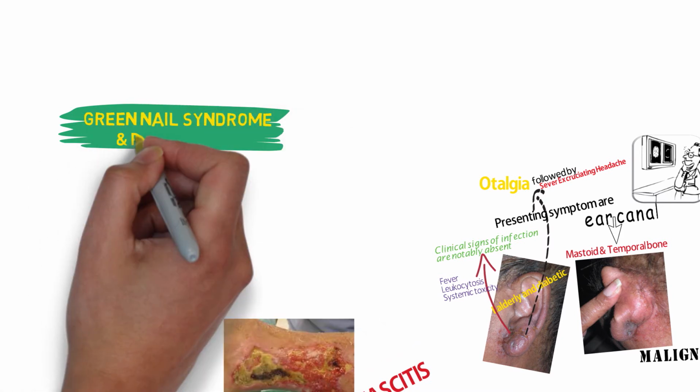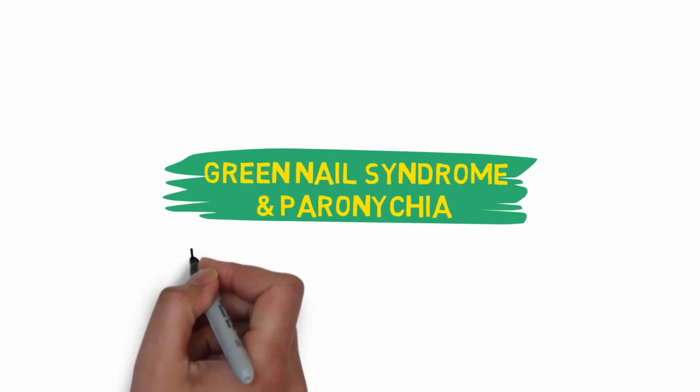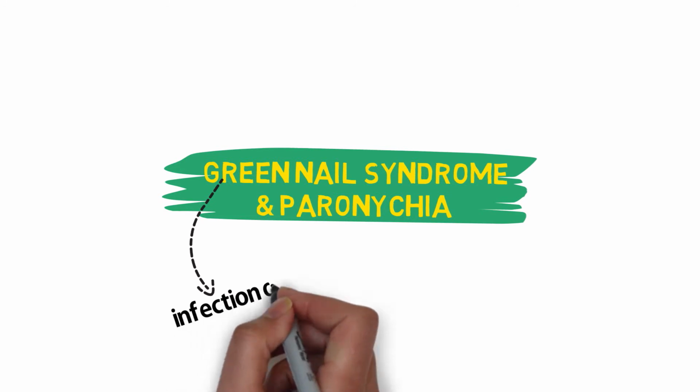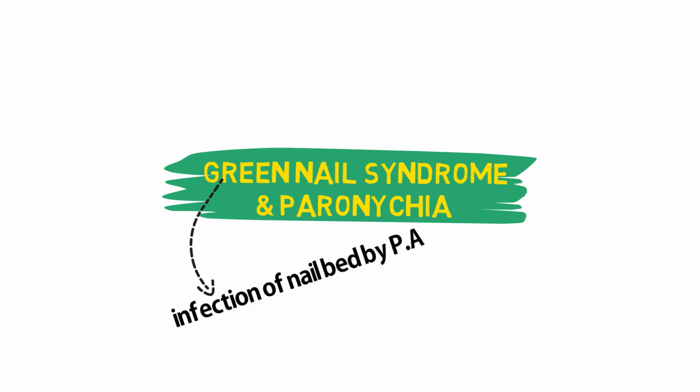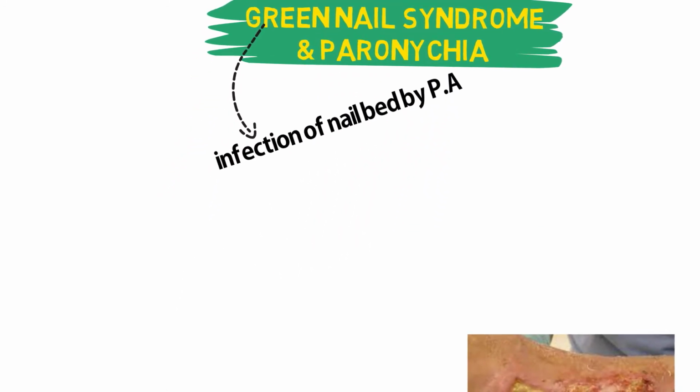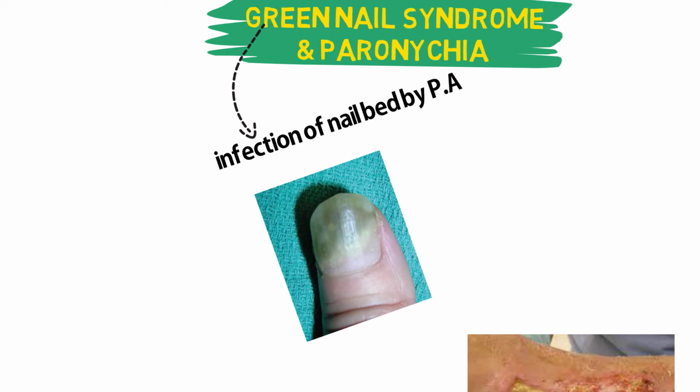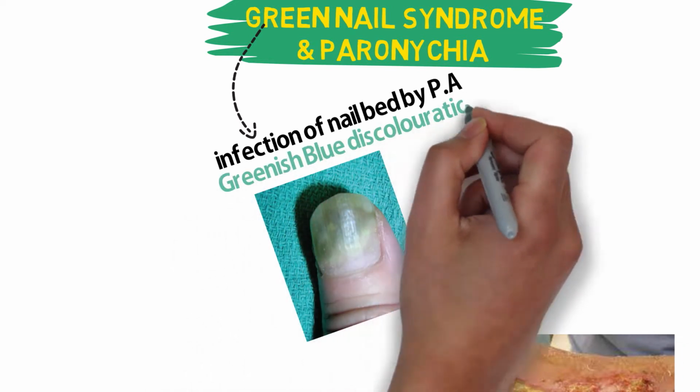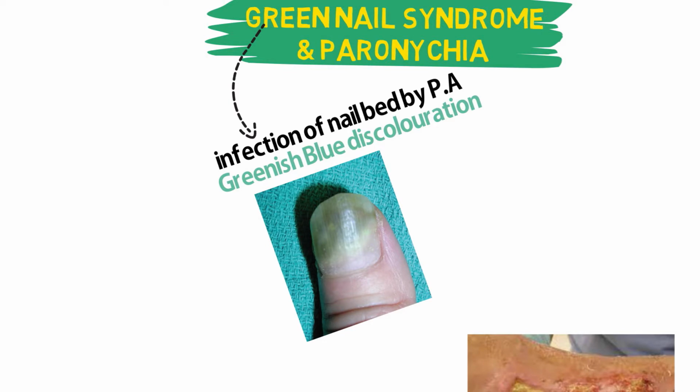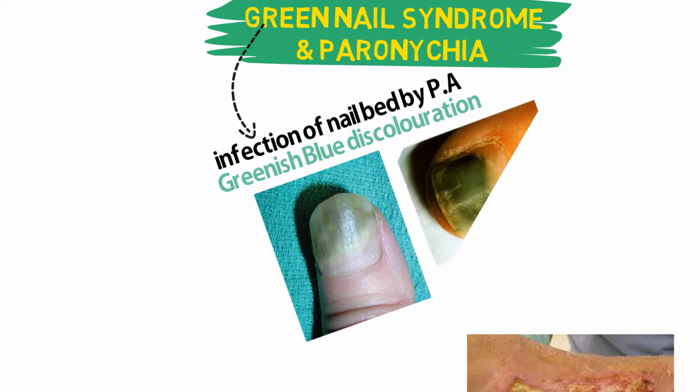Green nail syndrome and paronychia. Green nail syndrome is infection of the nail bed that is caused by Pseudomonas aeruginosa. In it, the nail bed shows bluish green discoloration. This bluish green discoloration is due to the pyocyanin and pyoverdin that is adhering to the undersurface of the nail plate. This discoloration may persist even after treatment.